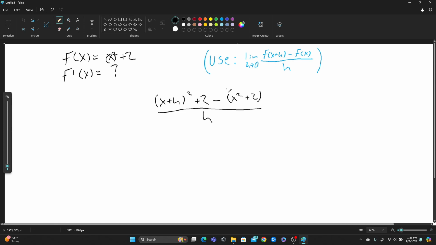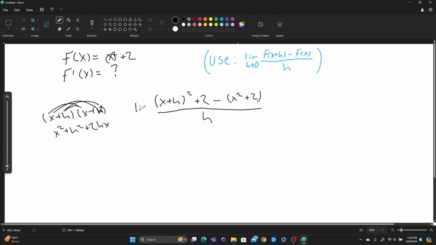So the first thing we're going to want to do is FOIL x plus h squared. So x plus h squared is equal to x squared plus h squared plus 2hx, because we have hx and then hx, so plus 2hx. So now let's rewrite it.